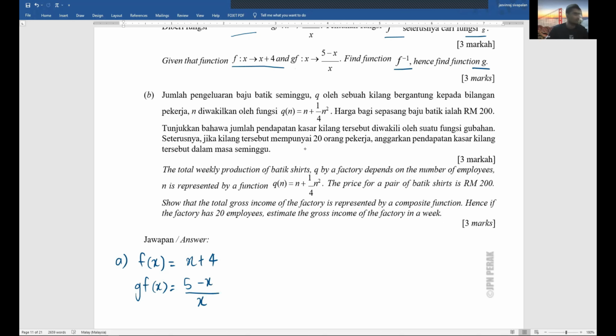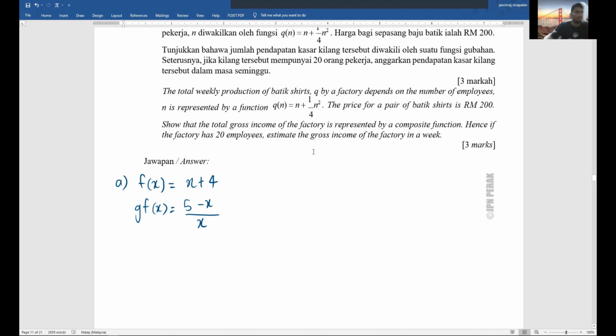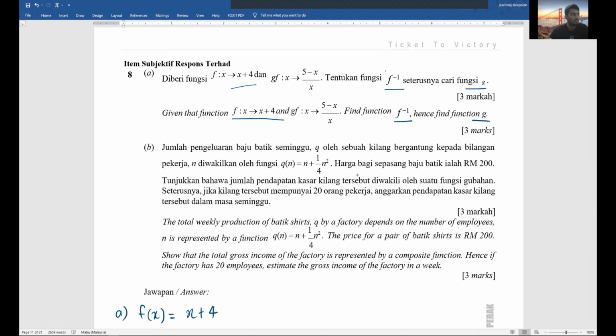Since we have the inside function and we want to find something outside, the clue is given in the question, whereby they say find the inverse of f.